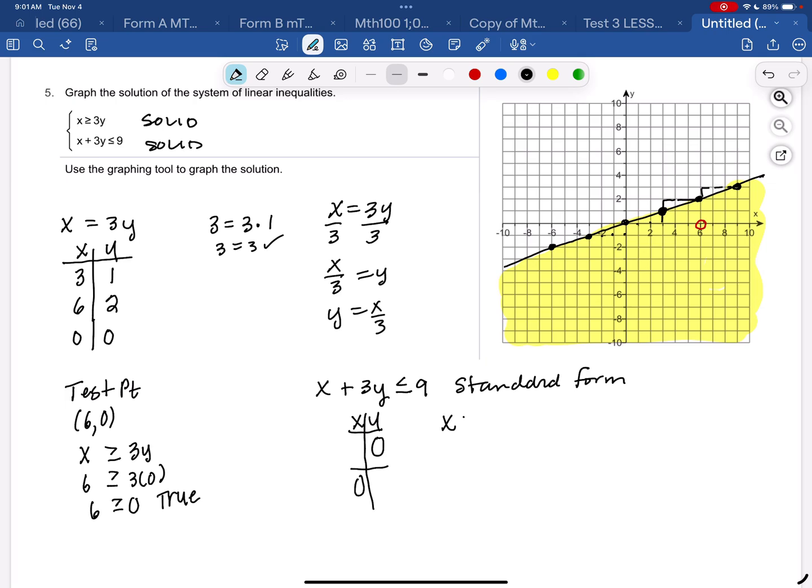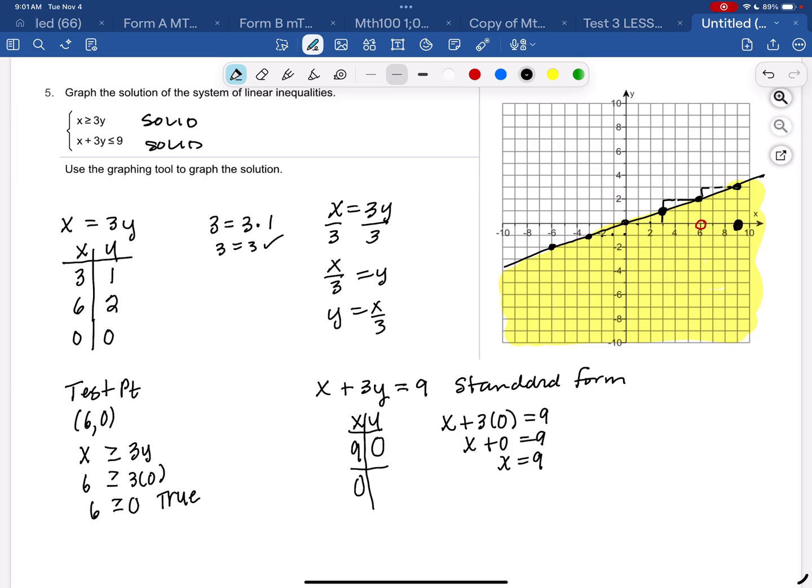So x plus 3, and by the way, I should have done this, I'm only doing the line. So let's do the equal to first. x plus 3 times 0 is equal to 9. Well, that's x plus 0 equals 9. So x is 9. So that's your x-intercept over here at 9. So put the first point there.